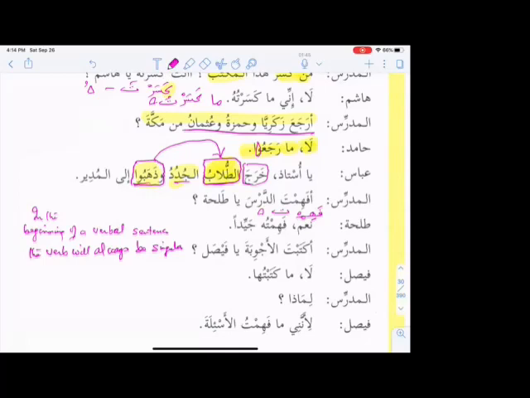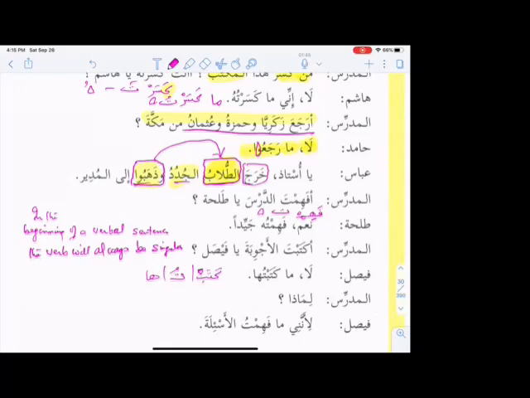Al-Mudarris: Akatabta al-ajwibata ya Faisal? No. Ajwibata means answers. Jawab is singular and the plural is ajwibatun. Su'al, and the plural is as'ilatun, same pattern. La, ma katabtuha. I did not write it. See, I'm breaking it down: ma katab, tu, and ha. Fi'al, fa'il, maf'ulun bihi.